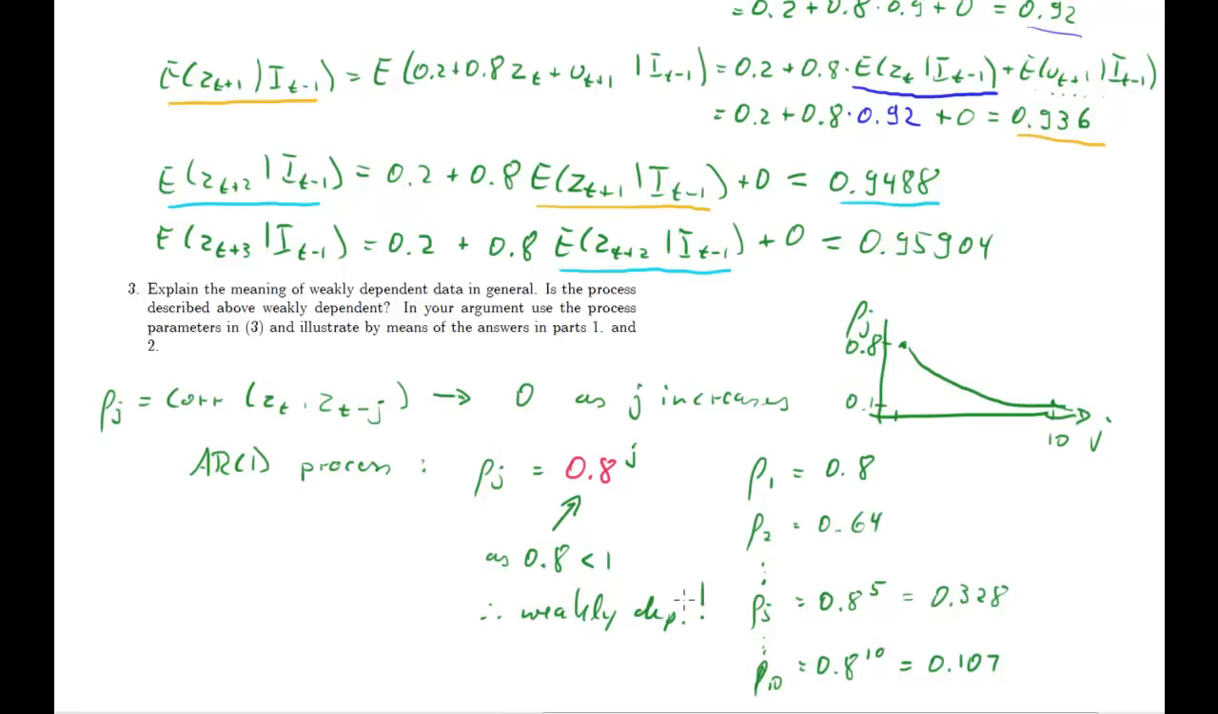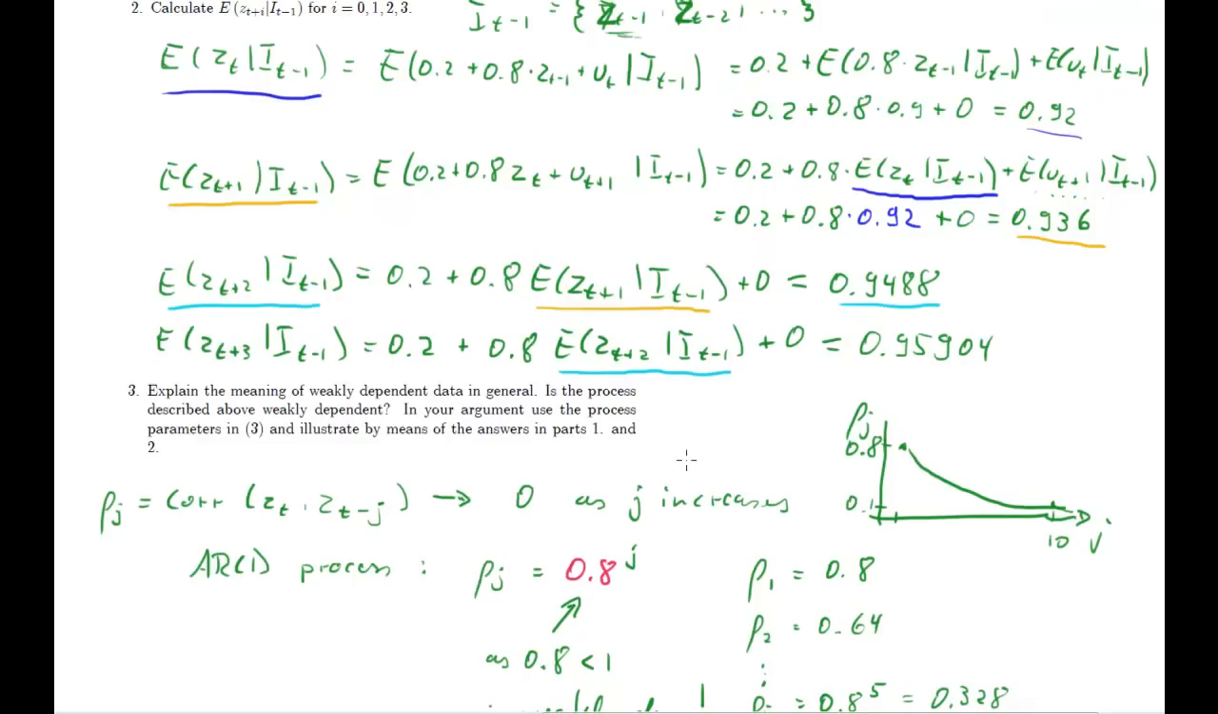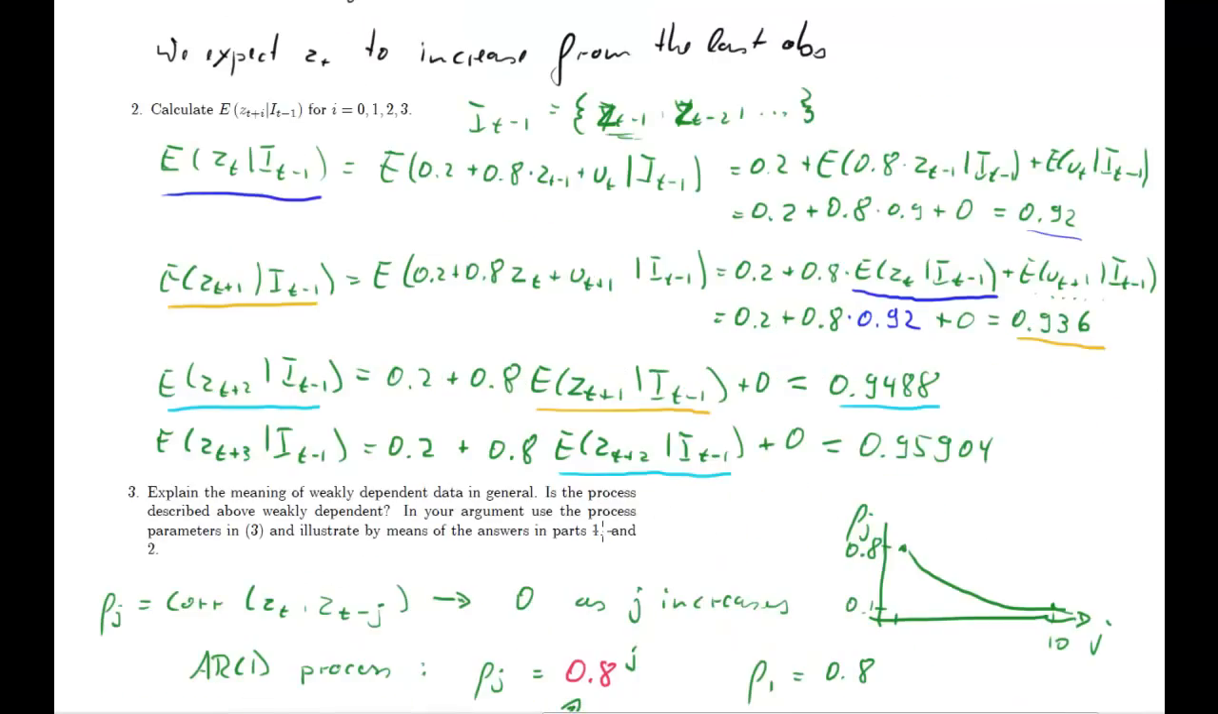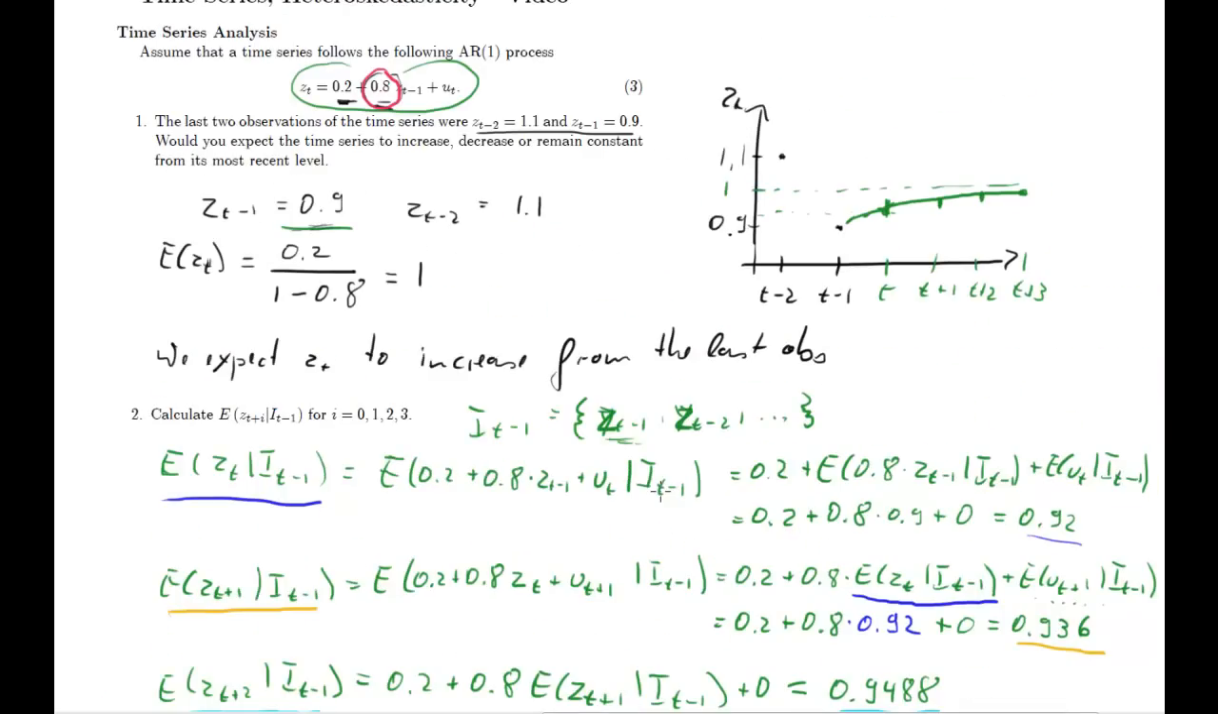Okay, now, what did we say? Did that mean if we had such a process? That implied that when we forecast, going back to the answers in part 1 and 2, our process will converge to the unconditional mean.